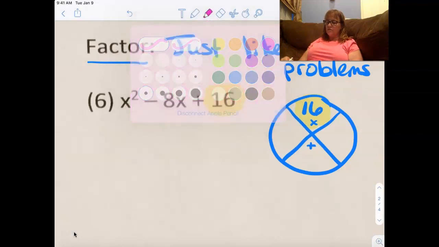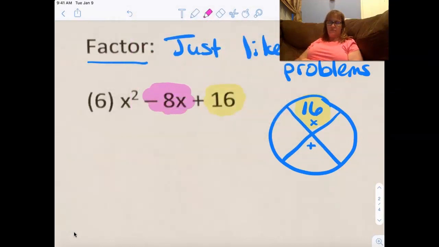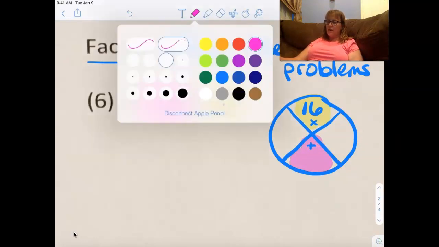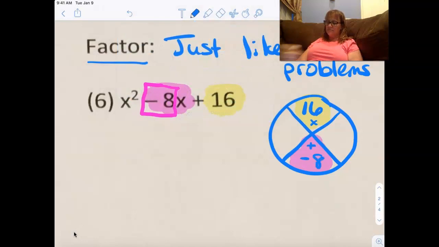Then you're also going to look for this middle number right here, the one that has the x with it. Only you only want the coefficient, including its sign. And so that would go right down here on the bottom. And so we would write a -8 right in there. You don't put any of the x's in there or anything, okay? So ask yourself, what two numbers multiply to give us a positive 16 and add to give us a -8? Well, the answer is -4 and -4.